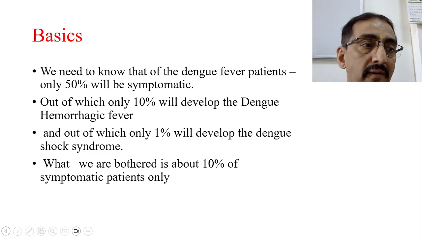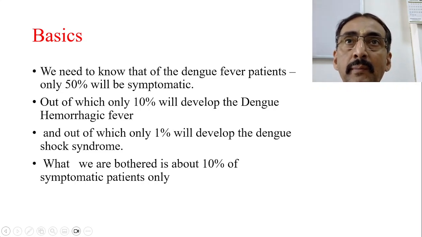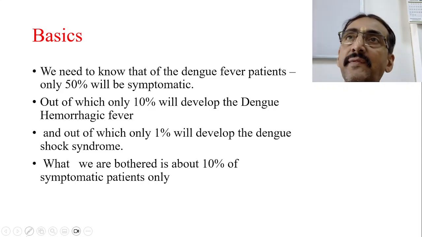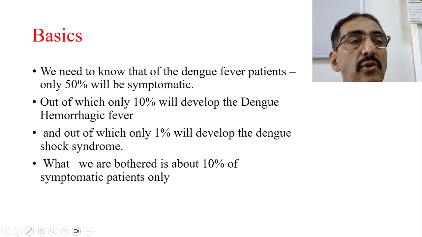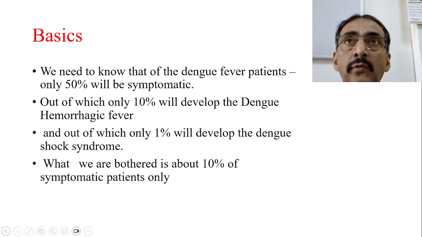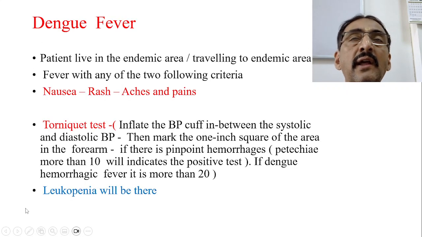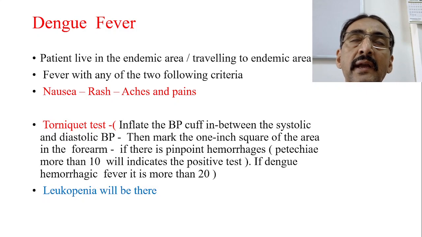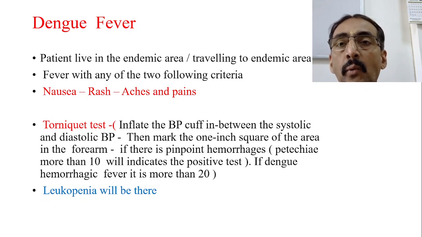So therefore, whenever dengue is positive, there is no need to panic at once as far as the patient is concerned, because out of that 50 to 80%, only 10% will develop dengue hemorrhagic fever, and out of that 10%, only 1% will develop dengue shock syndrome. So anyway, this basic should be there. Now, a patient who is living in an endemic area for dengue, or is traveling to that endemic area, may be the victim.